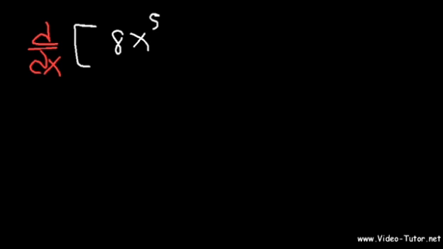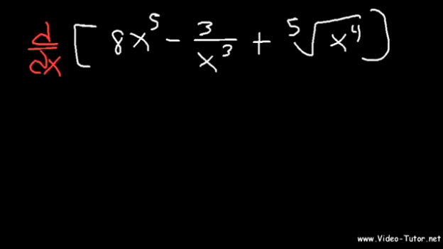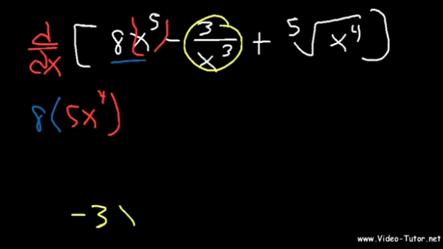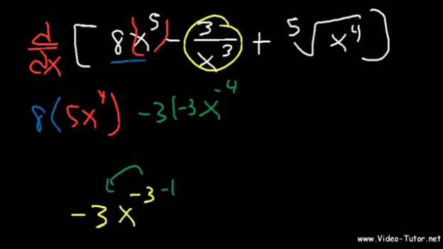So let's see if we can put this all together. Go ahead and find the first derivative of this function: 8x to the 5th minus 3 over x cubed plus the 5th root of x to the 4th. Starting with this, we have 8 times the derivative of x to the 5th, which is 5x to the 4th. Now for this one, we have negative 3x to the minus 3. So we're going to move the negative 3 to the front, and then we have x, subtract this by 1, raised to the negative 4th.